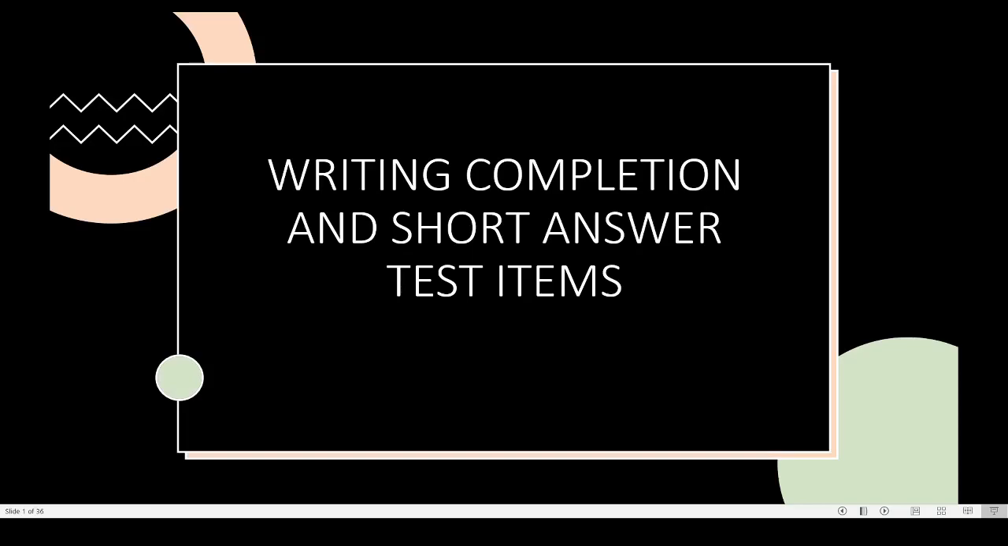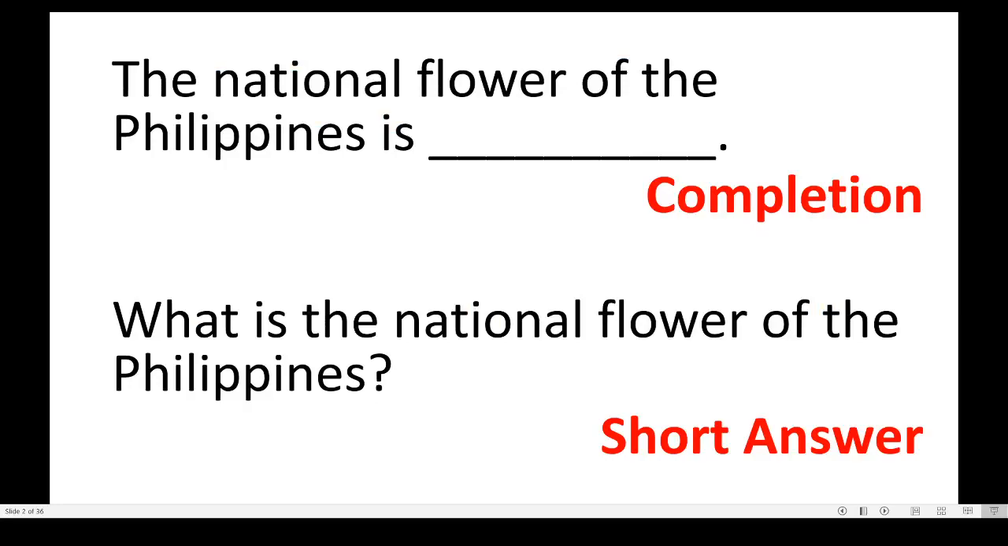So, pag sinabing selective, we are choosing the correct answer. So, there are options given to you, and you have to select the correct answer there. An example of a selective type of test is multiple choice and matching type. Pero pag sinabi nating supply, walang options na binigay sa'yo. So, supply tests are kinds of tests wherein you have to supply the correct answer. Okay? So, this is an example of a completion and a short answer test.